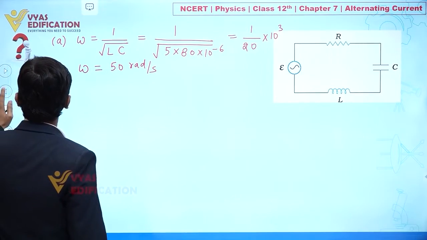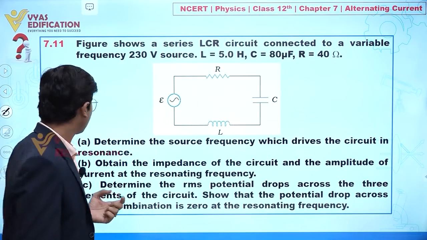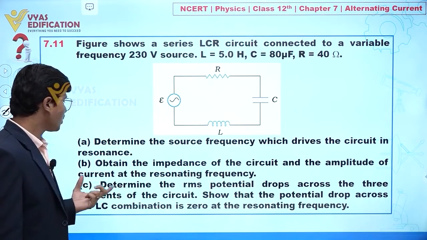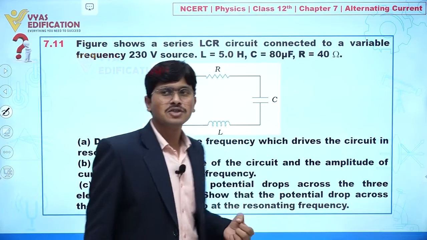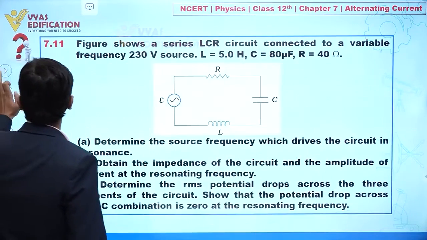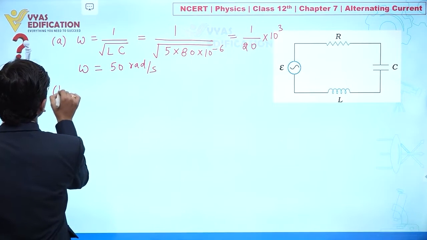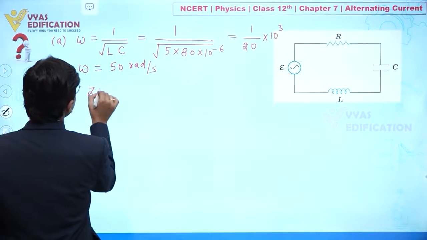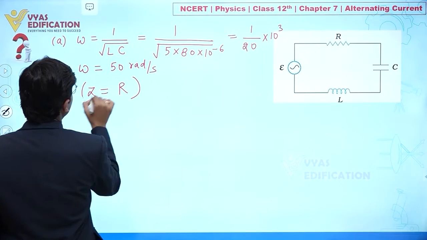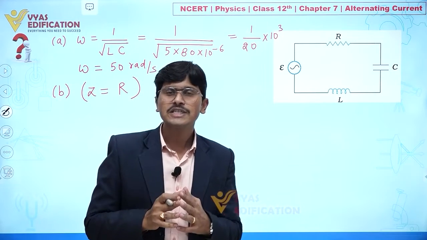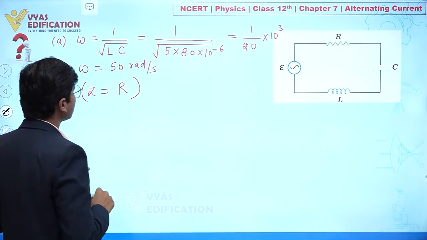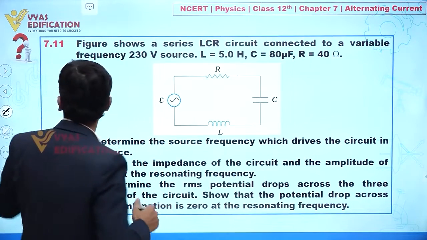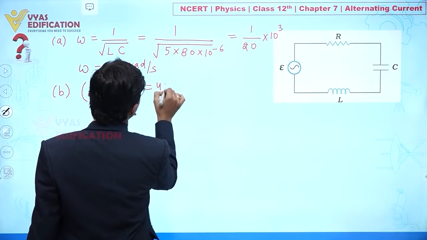Yes. Now if we talk about part number B is given to you, obtain the impedance of circuit, clear, and the amplitude of current at resonant frequency, clear. So now we can say, yes, if we are talking about impedance, clear. So at resonance condition, what is value of impedance? We can say at resonance this Z is equal to capital R, clear. In resonance condition we are getting capital Z is equal to capital R, and capital R value, this is given to you in a question, equal to 40 ohm. Clear? So this value we have 40 ohm.